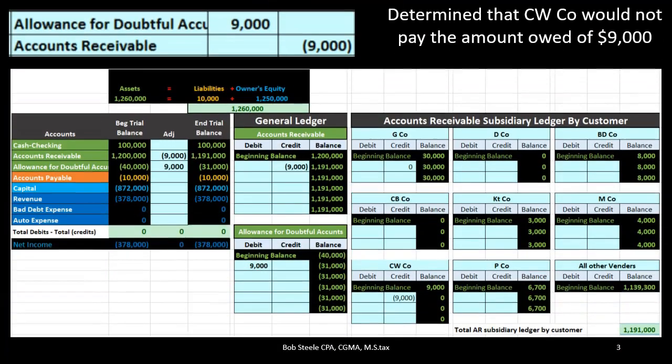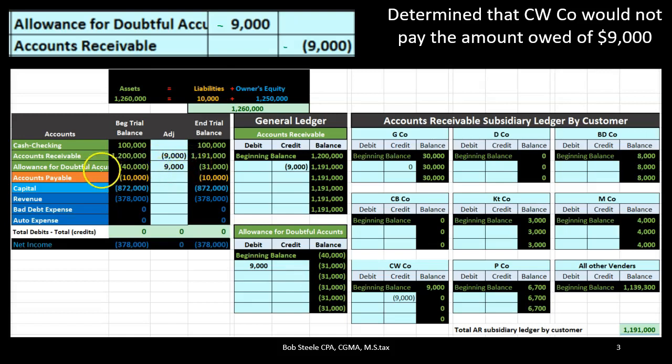If we contrast that to the allowance method, we have the similar journal entry decreasing the receivable here, but the other side does not go into bad debt, but instead goes into the allowance account. So now we have the same accounts receivable result. It's starting at $1,200,000 going down by $9,000 to $1,191,000.